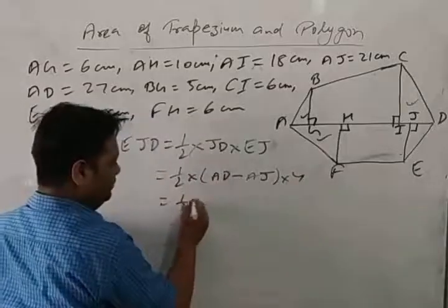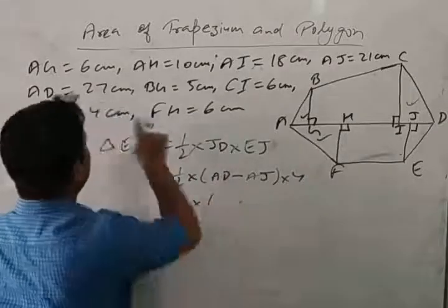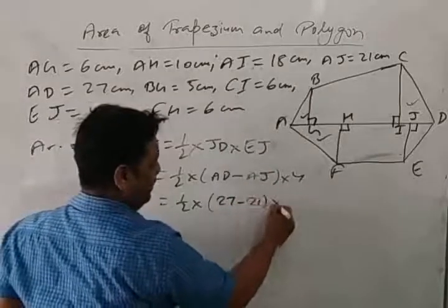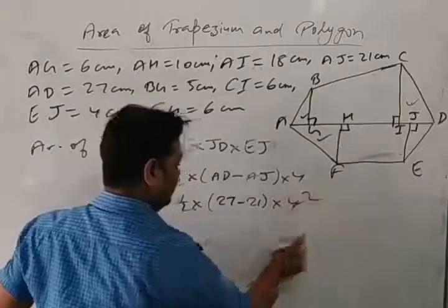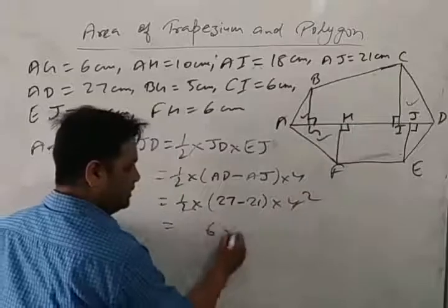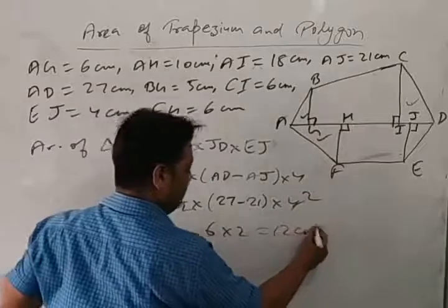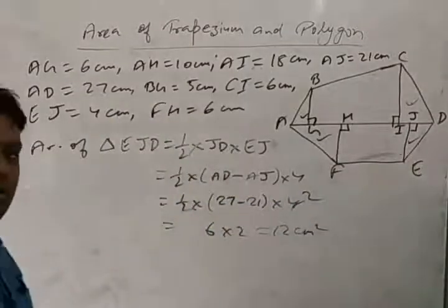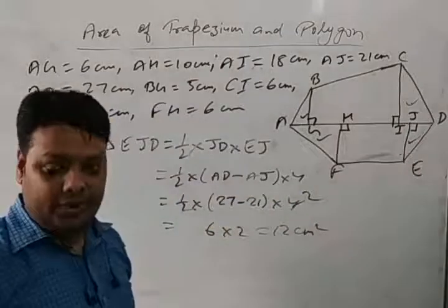So we can write JD as AD minus AJ, and EJ value is given, 46. Put the value. AD is given 27 and AJ is given 21, and here 4. So 2 2s are 4, so 27 minus 21 is 6, into 12. That is 12 centimeters square. Now this triangle area we have already found. Now after that we have to find the trapezium.